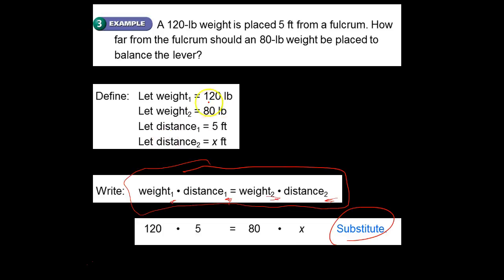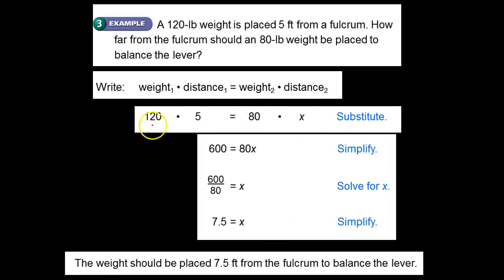Where did I get 120? Well, 120 is the weight of 1, and the distance 5 is the distance for 1. Weight 2 was 80 pounds, and the unknown distance we left as x. We're going to solve. 120 times 5 is 600 equals 80x. We're going to divide by 80. So x equals 7.5. So the weight should be placed 7.5 feet from the fulcrum to balance the lever.